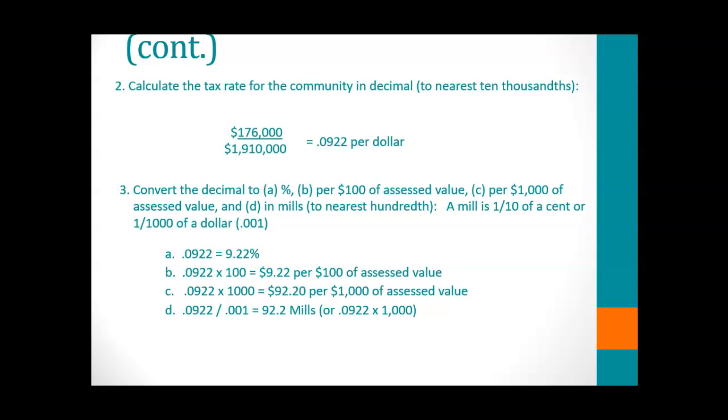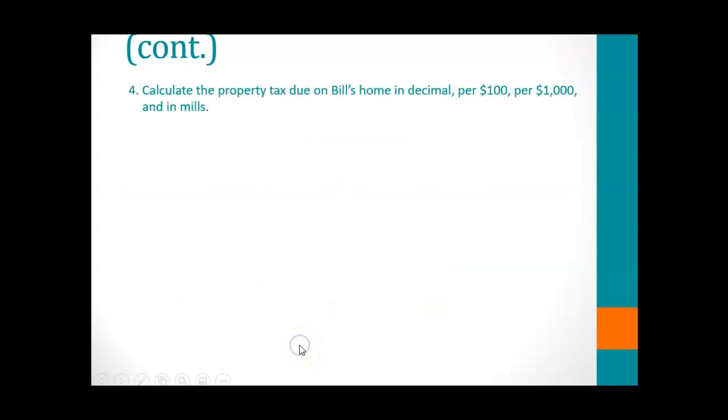That's because different counties use different terminology. Some would do it as a percentage. Sometimes the bill will say per $100 of assessed value, or it may say per 1,000, and some may be in mills. I'm just trying to show you the different formats in which you may see a bill when it comes to paying personal property taxes.